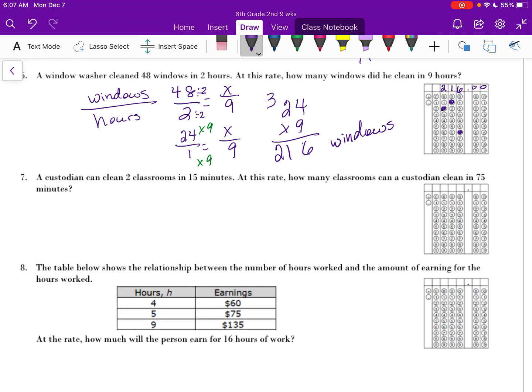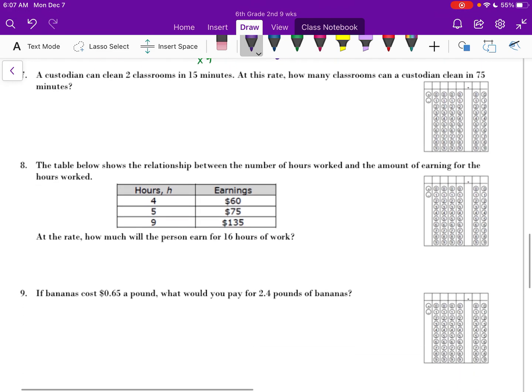Okay. So, I was saying that you don't have to work it out just like this. Like if you didn't simplify it, you still got the same answer. You still got 216. That's perfectly fine. All right, number 7.